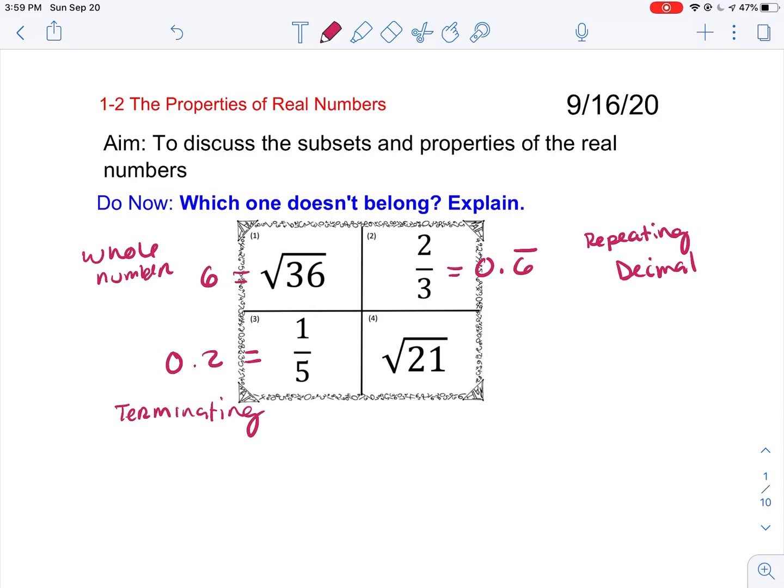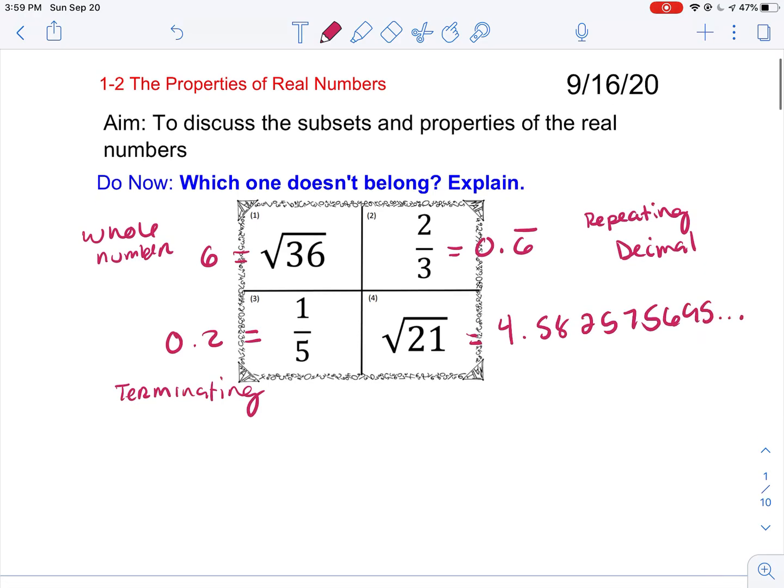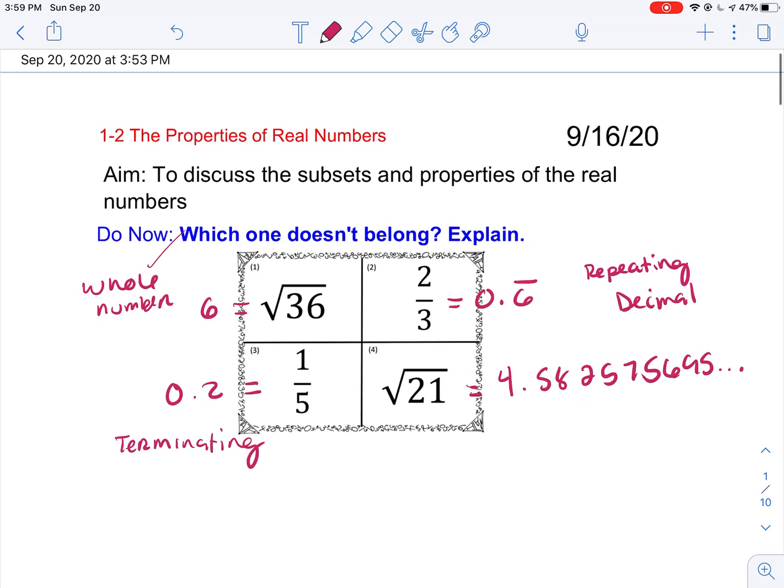Now, last but not least, we have radical 21. So what do we know about radical 21? Well, 21 is not a perfect square. Okay, so that's going to cause us a problem under the square root symbol. So when I type this into my calculator, I see that it's 4.582575695... Okay, well, we know for a fact it's not a whole number, and we know that this decimal is not going to end. Okay, any radical that is not a perfect square will create a decimal that is non-terminating, right? Is it repeating? Well, I don't see a pattern there.